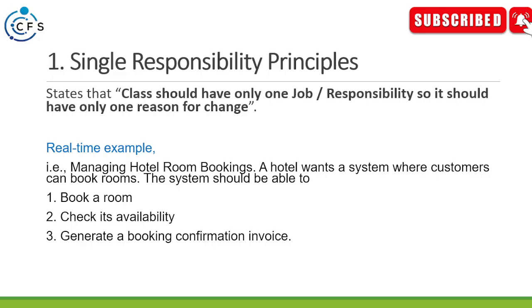Now let me talk about a real-time example, and let's go with managing hotel room booking. Maybe a hotel wants a system where customers can book rooms. The system should be able to book a room, check its availability, and generate a booking confirmation invoice. That's what a customer needs if we go to book any room. So if I have to build this kind of system having three features, what would I do in general?